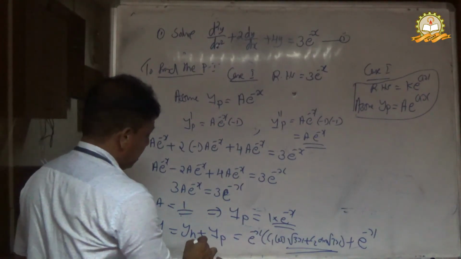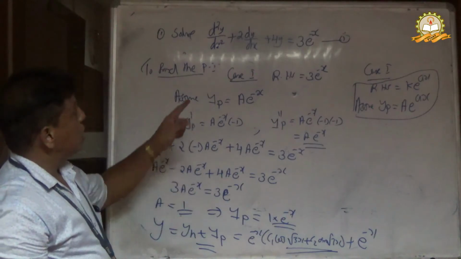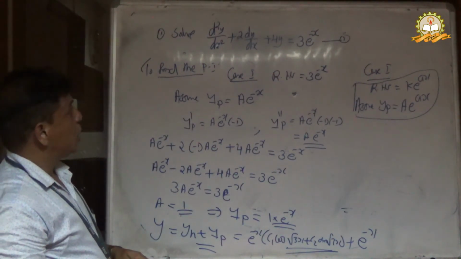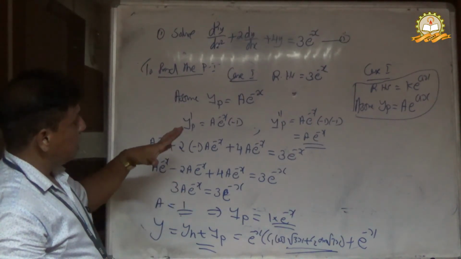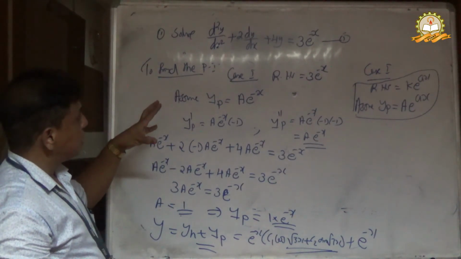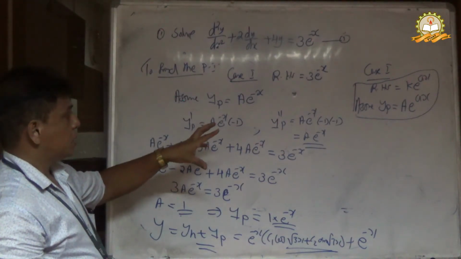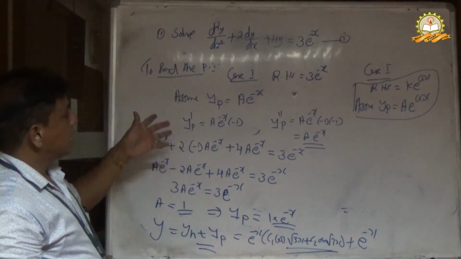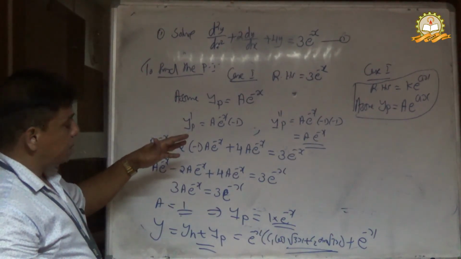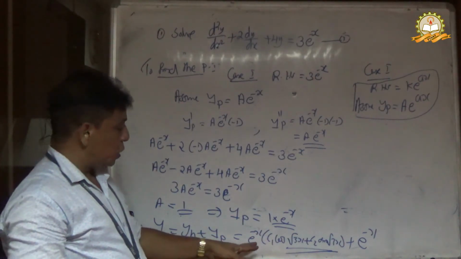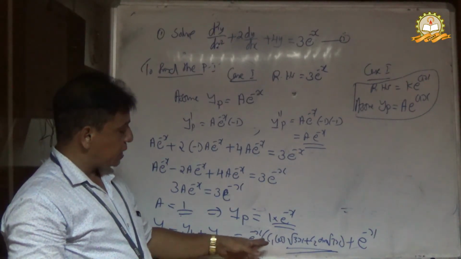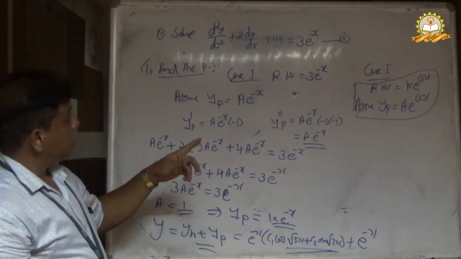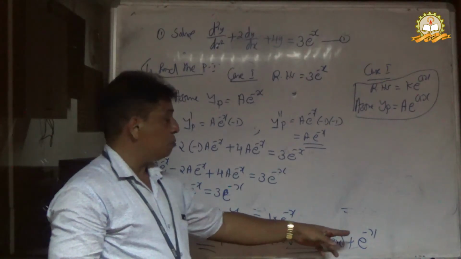This is the procedure to solve the second order non-homogeneous linear ordinary differential equation. First we find the first part, that is the complementary function, then find the particular integral part. For the complementary function, we have three different cases. In this problem, case 3 appears, alpha plus or minus i beta, therefore the complementary function is e raised to minus x into c1 cos root 3x plus c2 sin root 3x, plus the particular integral part, which is e raised to minus x.